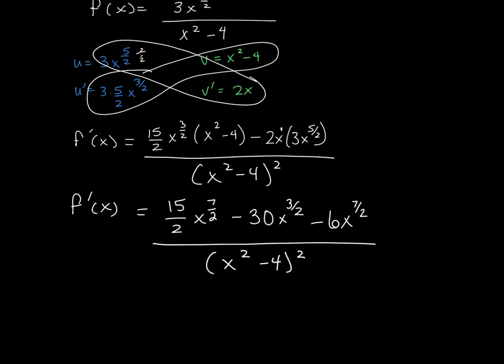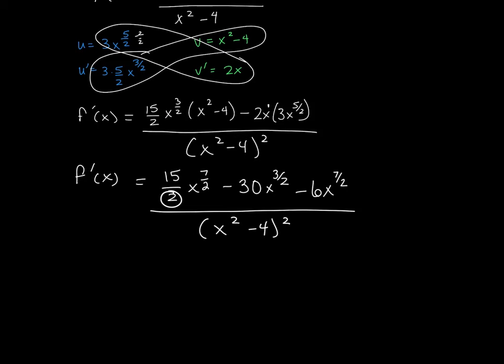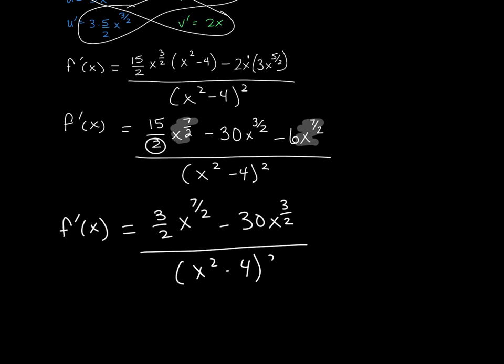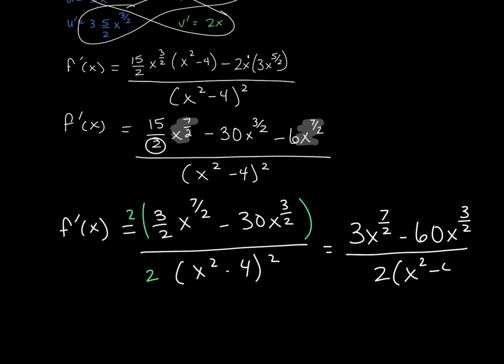Now I don't like having this 2 here. I don't like having a complex fraction. But before I do that, I also realize that this is x to the 7 halves, and this is also x to the 7 halves, so I want to go ahead and combine both of those. I'm left with 3 halves x to the 7 halves minus 30x to the 3 halves, again all over my common denominator. Now, the easiest way to get rid of that complex fraction is just to multiply the numerator and the denominator both by 2. And now I am left with 3x to the 7 halves minus 60x to the 3 halves all over 2 times x squared minus 4 quantity squared.